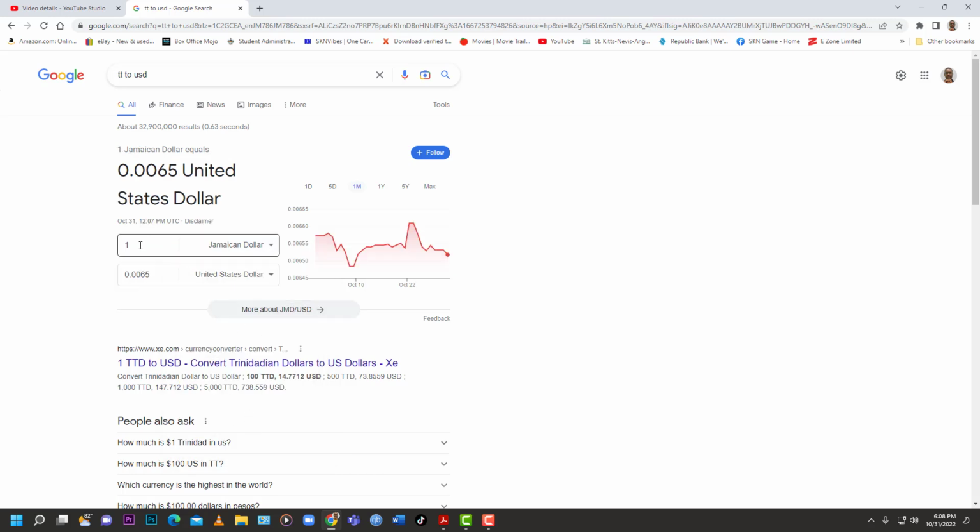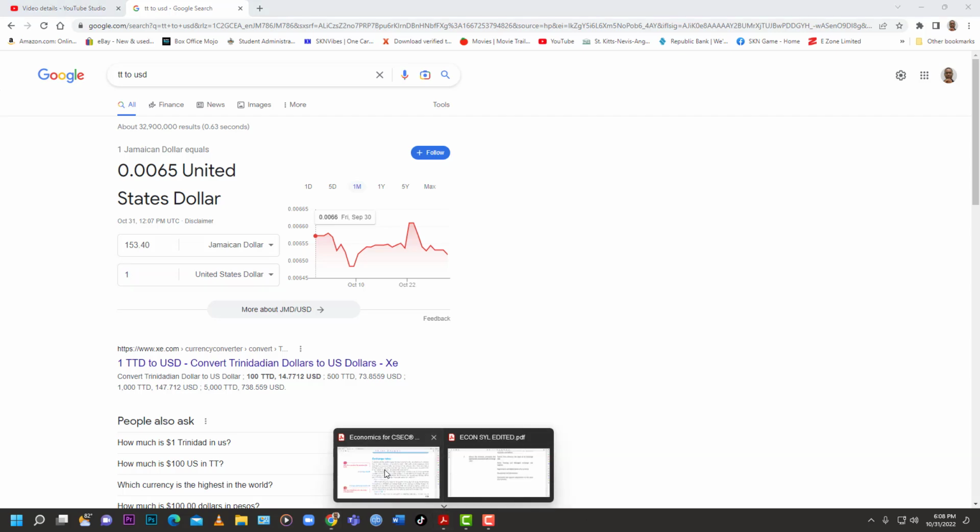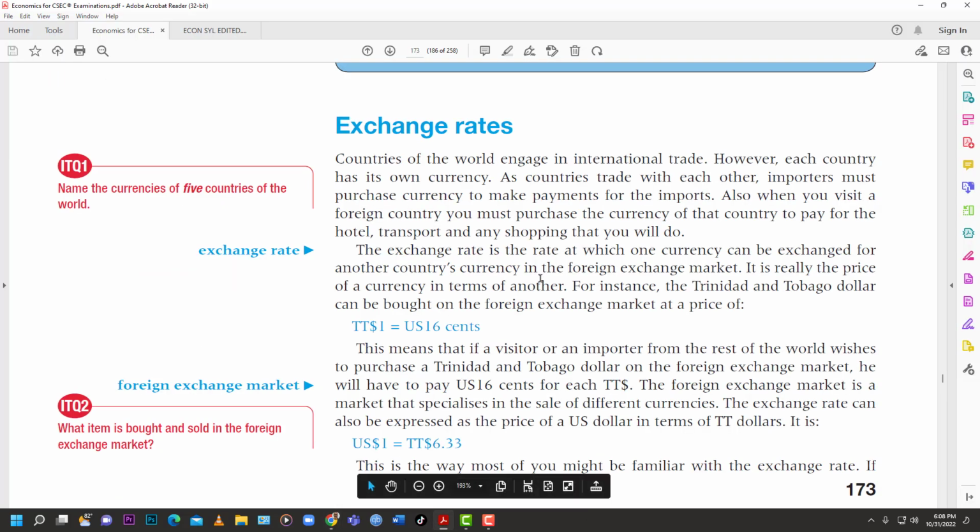You have 1 Jamaican dollar, that's 0.0065 of a cent US dollar, right? So it's way less than a cent. But that's just one way of looking at it. If you go the other way, a US dollar is 153 Jamaican dollars. So that's the exchange rate in a nutshell. That's what it is: the rate at which one currency exchanges for another.